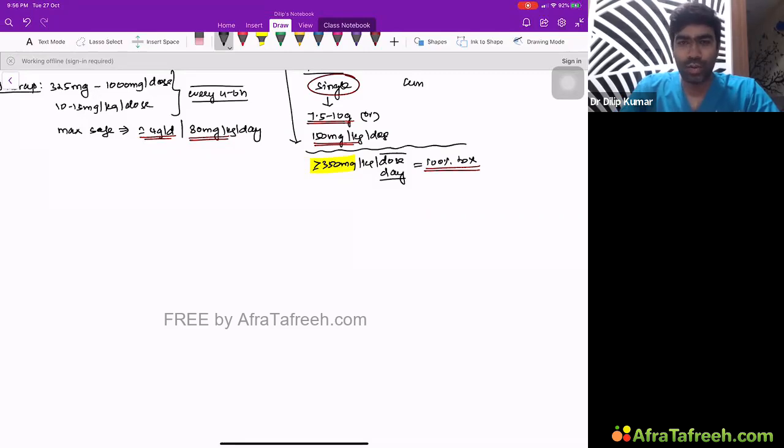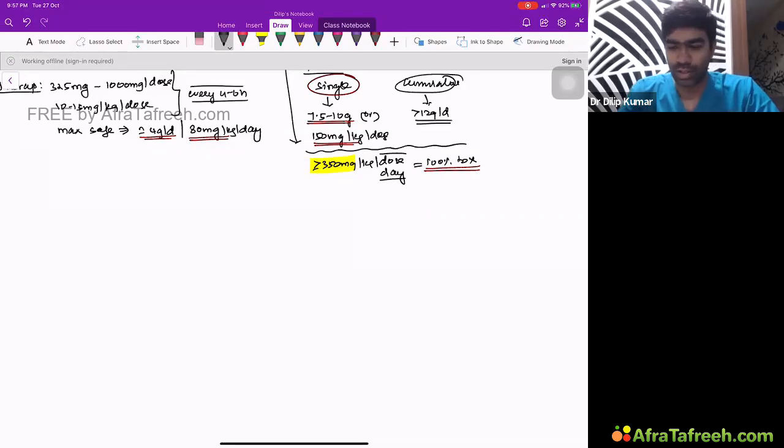Suppose it's a cumulative dose: if it exceeds more than 12 grams per day, then there is a risk of toxicity. So single dose more than 7.5 to 10 grams, cumulative dose more than 12 grams per day. If it exceeds, there is a risk of toxicity. Similarly, there is definite risk if the patient is taking more than 350 milligram per kilogram per dose or more than 350 milligram per kilogram per day.